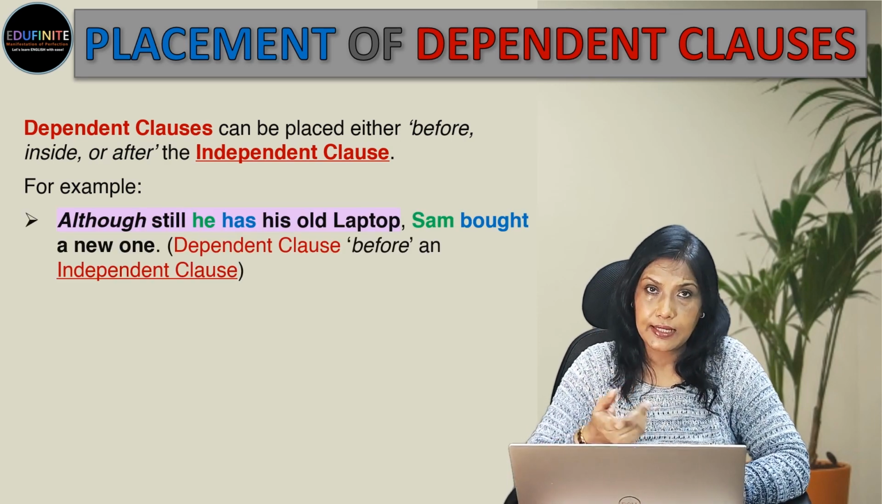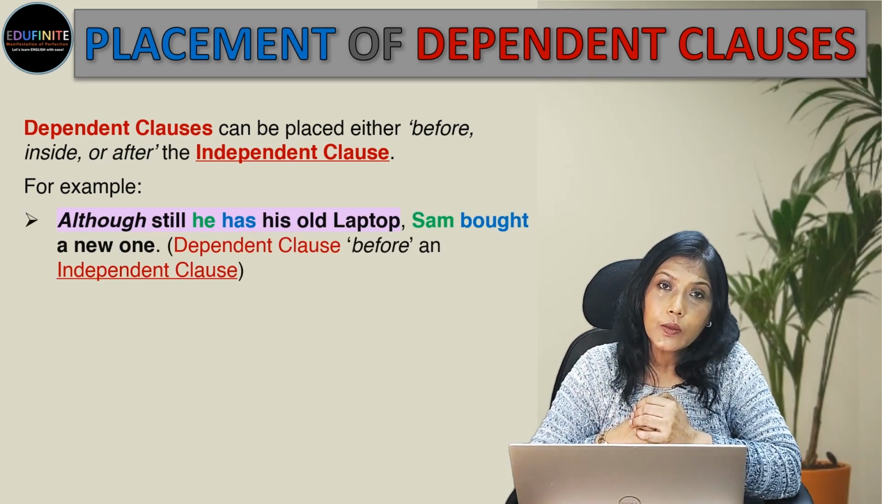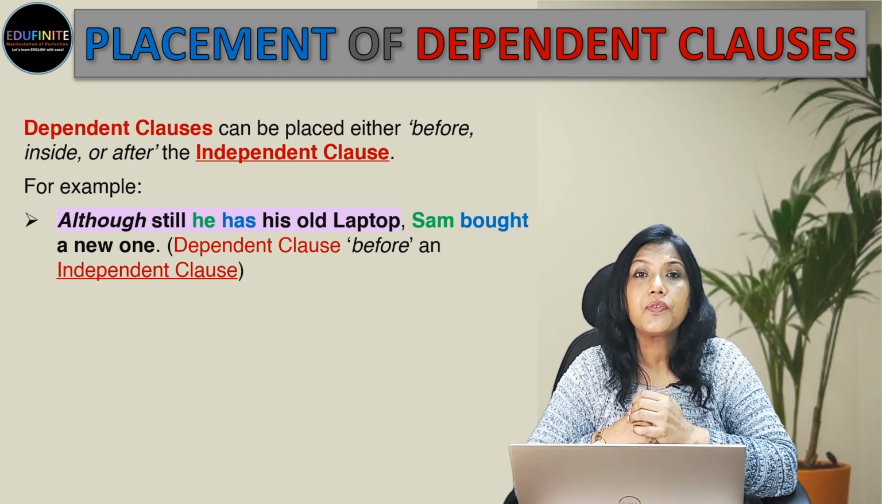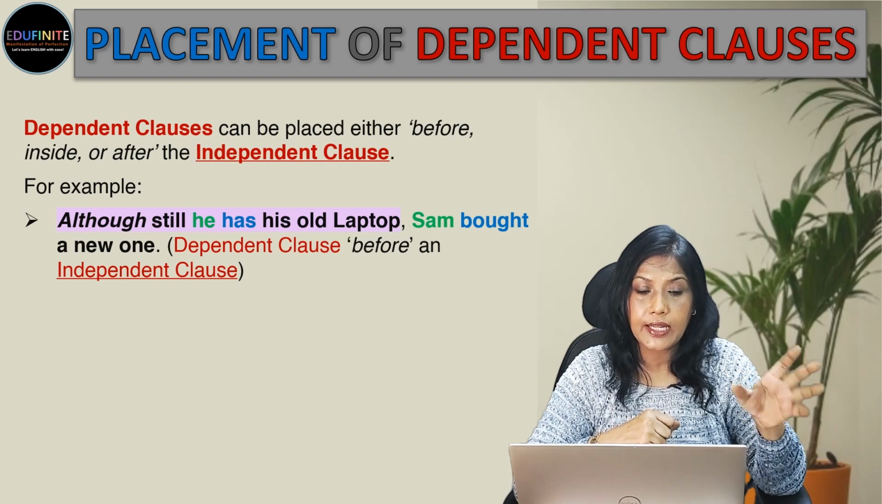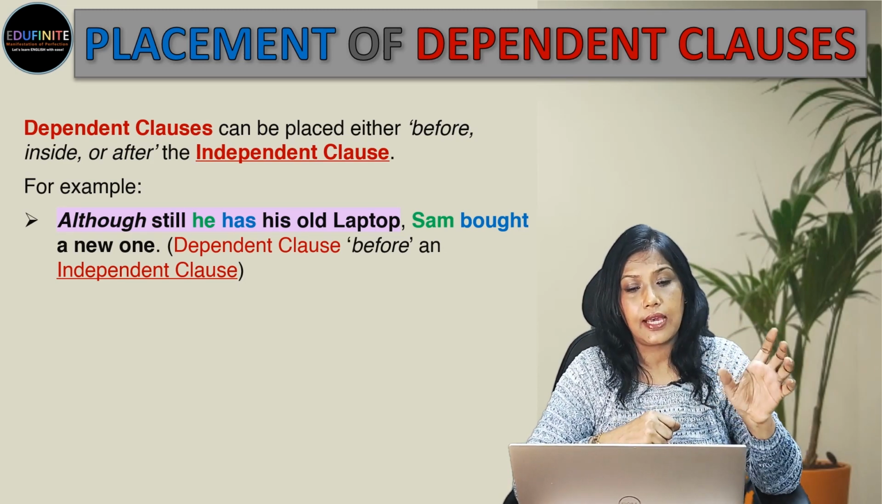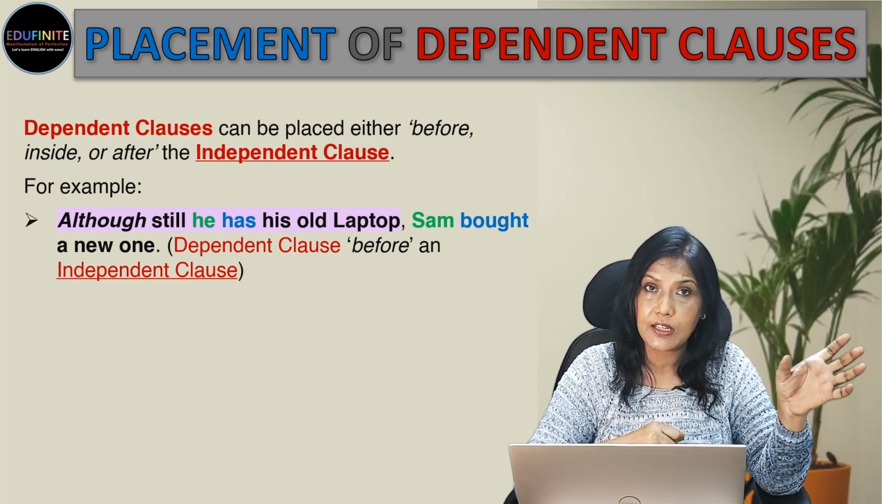Same sentence that we said earlier. Although he still has his old laptop, Sam bought a new one. Here, what we have done, we have attached a subordinating conjunction although, and this is a subordinate clause. Yes, this clause is placed before the independent clause.